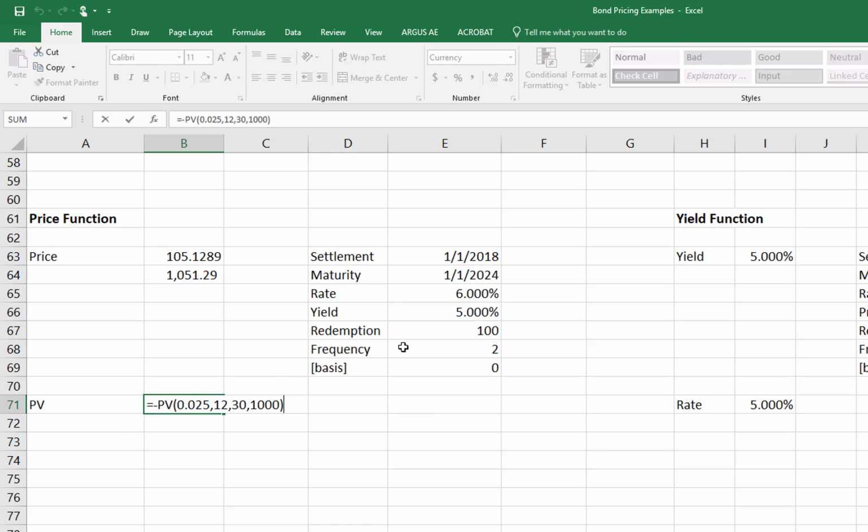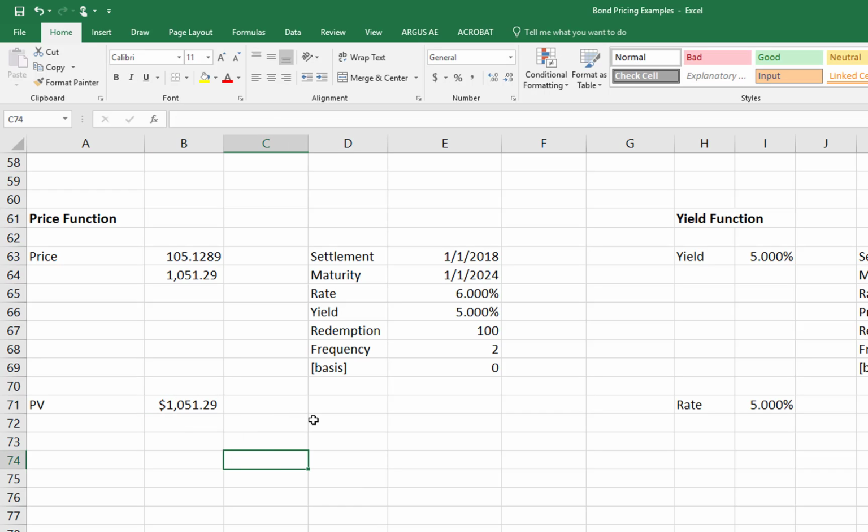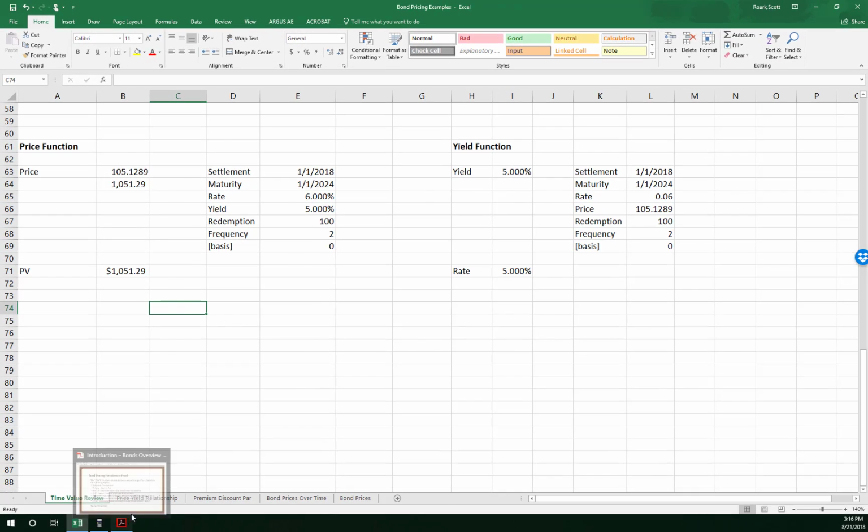So first it's the periodic rate, 2.5% per period. That's the discount rate. The number of periods is going to be 6 years times 2 periods per year. The periodic payment is $30 because we have a 6% coupon. 6% of 1,000 is 60 per year. Half of that is 30 per period, so that's what we put in there. And then $1,000 is our future value. So either way, we get the correct result of $1,051.29. That is the price function.